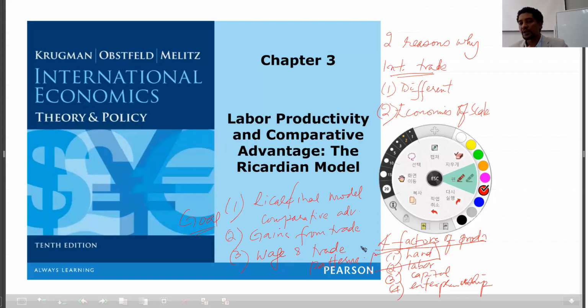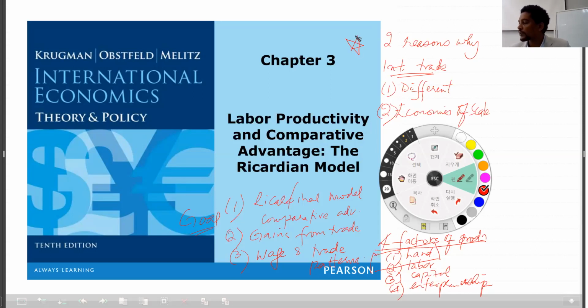So I want you to keep this as an overview. First thing, the reason why we trade. There are two major reasons. The first reason is because nations, as individuals, are different, and they have to make up for this difference among them. And the other overview I want you to know is there are four factors of production.